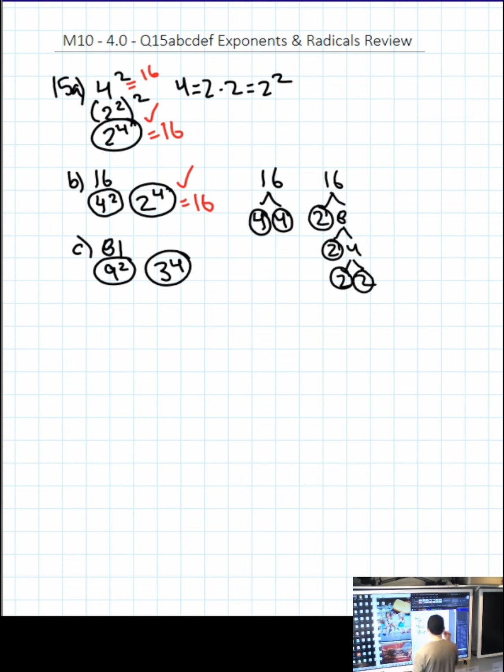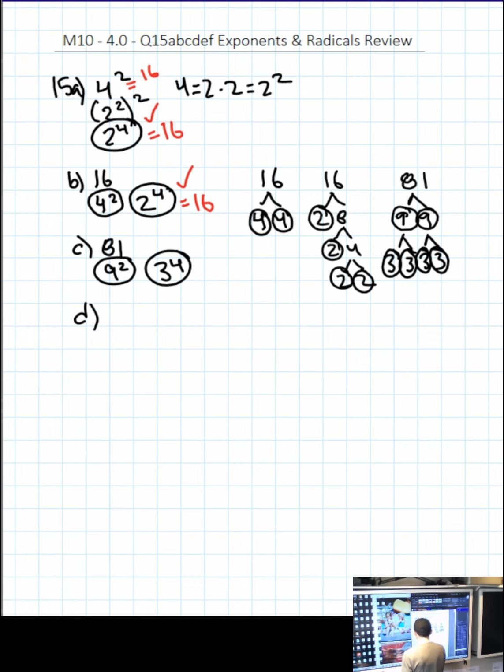Oh, fine, I'll do it. Off to the right, 81 is 9 times 9, so it's a perfect square, but it's also 3 times 3 and 3 times 3. With 4 3's, therefore 3 to the 4.